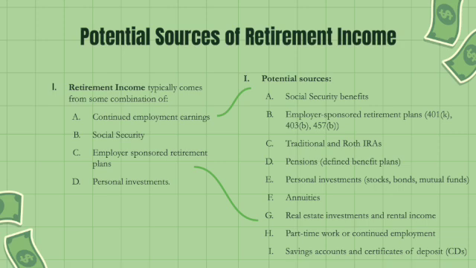It can be part-time work and continued employment, because some people retire but continue to work like a smaller job or do some sort of smaller labor just so they can feel still useful for those around them, and they can still help out the community. It can also be savings accounts and certificates of deposit.